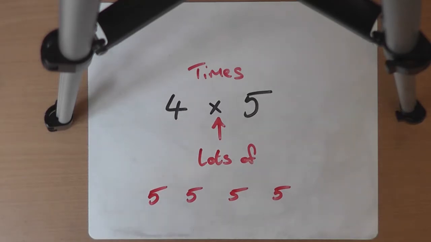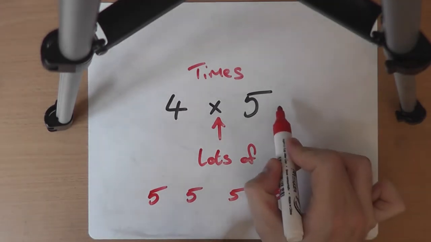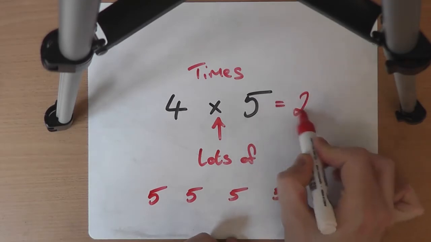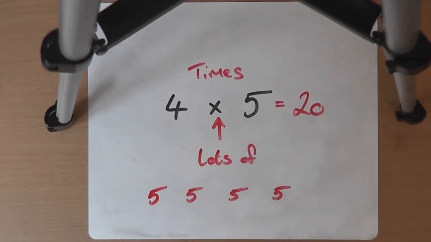But we could do something else with that, because if we've got 4 lots of 5, there are some numbers. We could talk about how many we've got all together, what we've got in total. 5 and a 5 and a 5 and a 5. Well, that's 20 in total, isn't it? So therefore, 4 times 5, 4 lots of 5 must be 20.